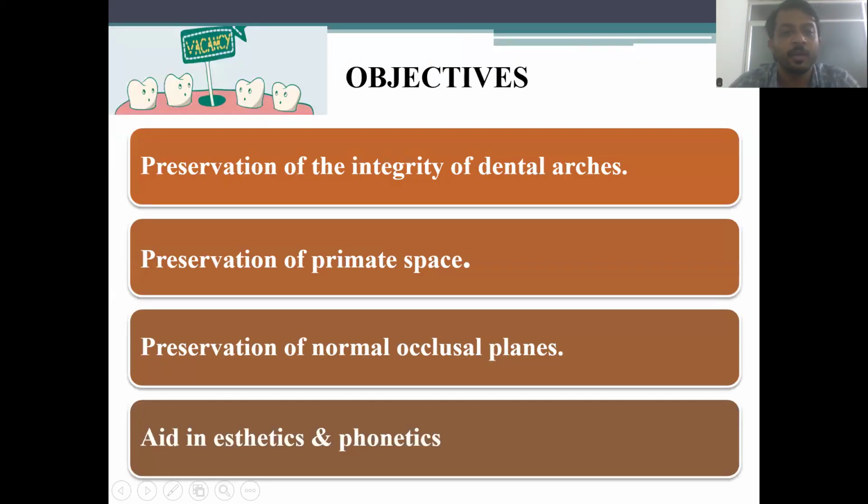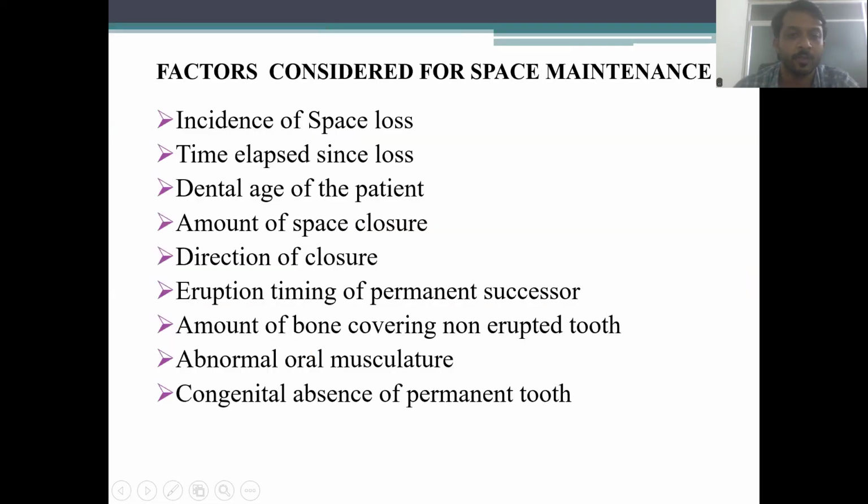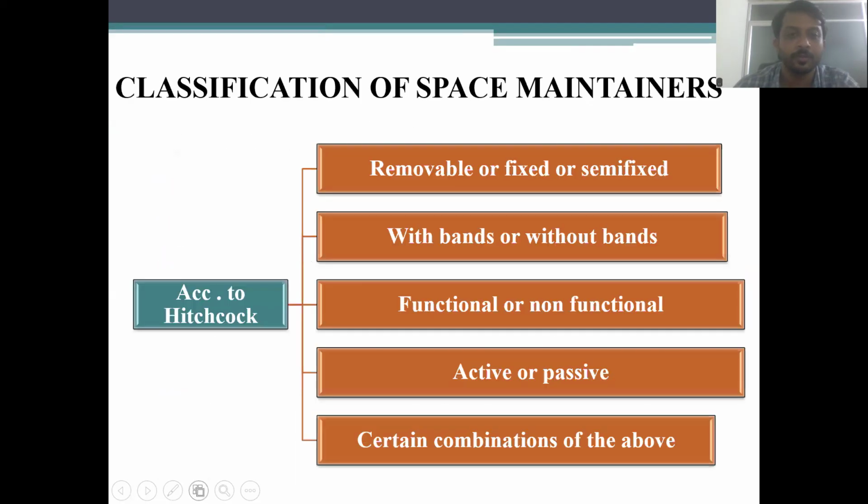So the objectives are preservation of the integrity of dental arches, preservation of primate spaces, preservation of normal occlusal plane, and aids in aesthetics and phonetics. The factors to be considered for space maintenance are incidence of space loss, time elapsed since loss, dental age of the patient, amount of space closure, direction of closure, eruption timing of the permanent successor, amount of bone covering the unerupted tooth, abnormal oral musculature, and congenital absence of the permanent tooth.